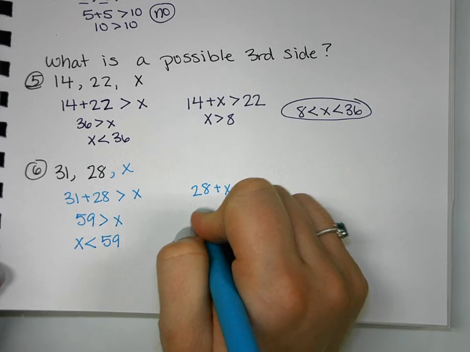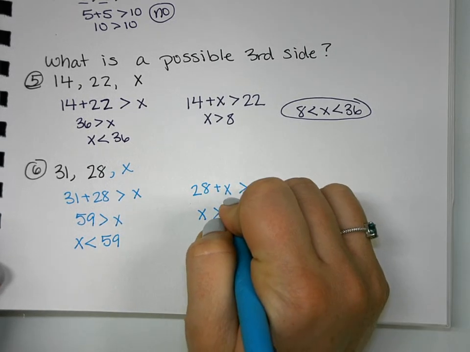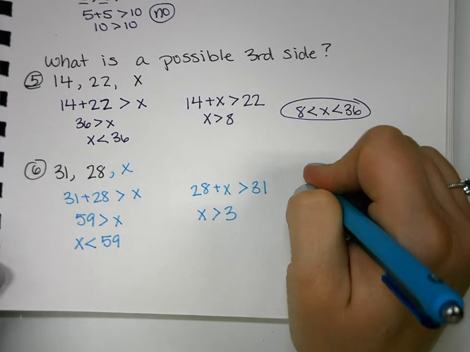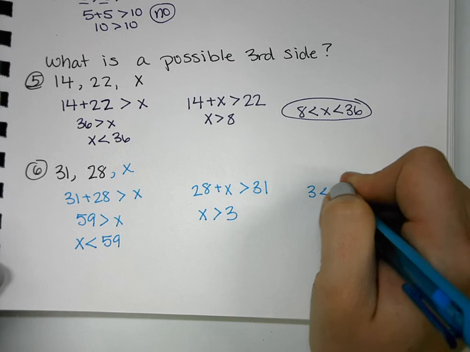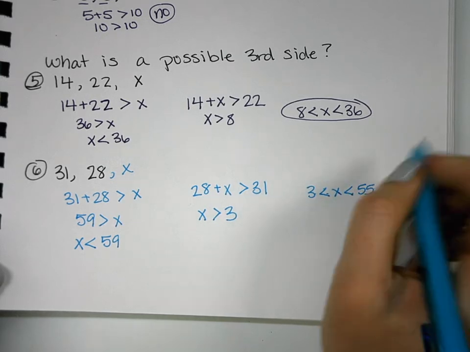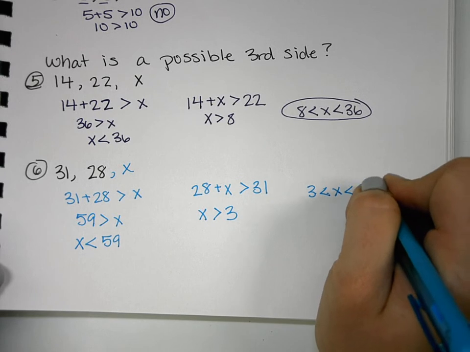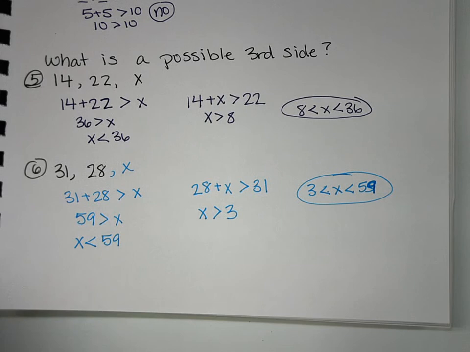On this side, I'll subtract 28 to both sides, and when I do that, I get x is greater than 3. So I start with my smallest number, 3, x is greater than 3, which is less than 59. Whoops, not 55, 59. And that would be your range of possible x values.